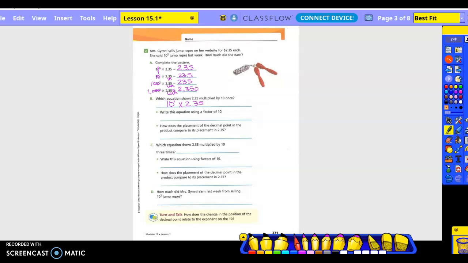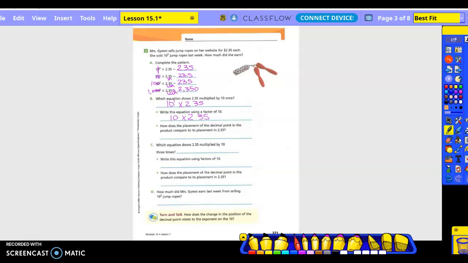Okay, write the equation using a factor of 10. So basically we just replace the 10 to the first power with 10, which we did, right? Okay, we wrote over it times 2 and 3,500. How does the placement of the decimal point in the product compare to the placement in 2 and 3,500? So we moved it one place to the right.